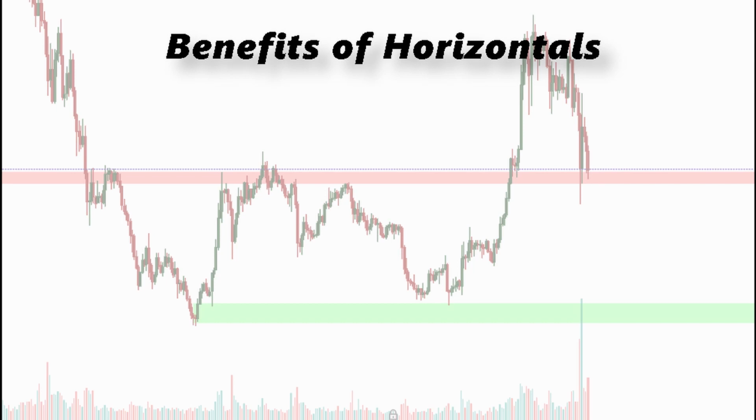What are the benefits of horizontal trading versus other styles? First of all, simplicity. The patterns are very easily recognizable. This can take the least time to recognize areas of buying or selling. Also, it relies only on price action. No other indicator is needed, such as volume or RSI.